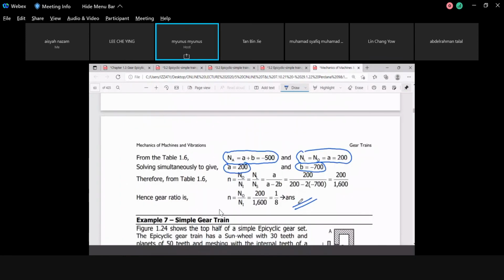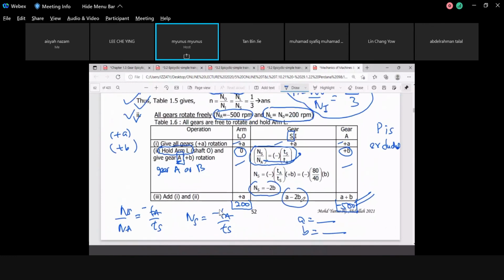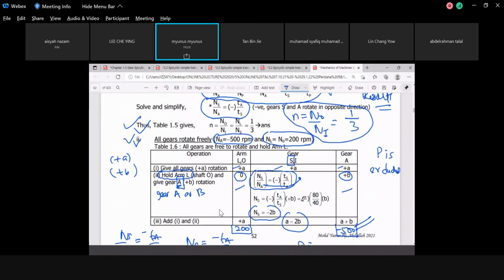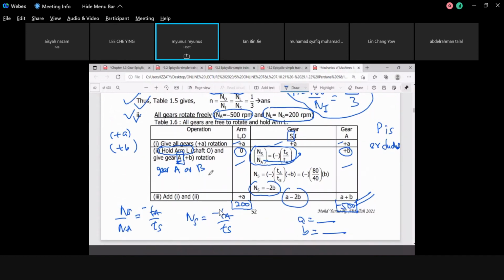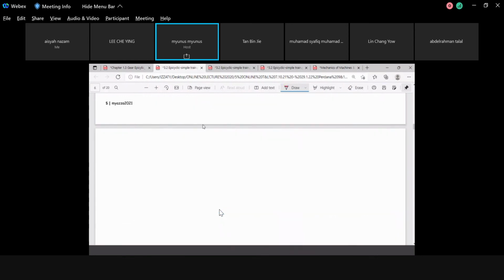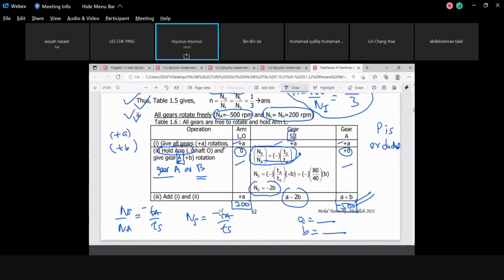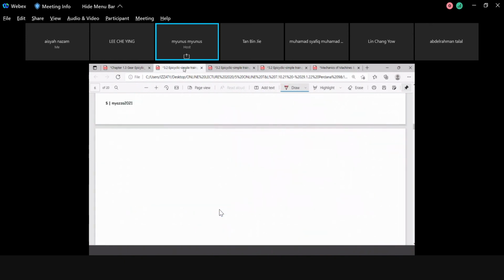Okay, now what if can we change this one from gear A to gear B? Can you do that one? Let's try. I'm going to change this one to be A and to be B. So now take another example.